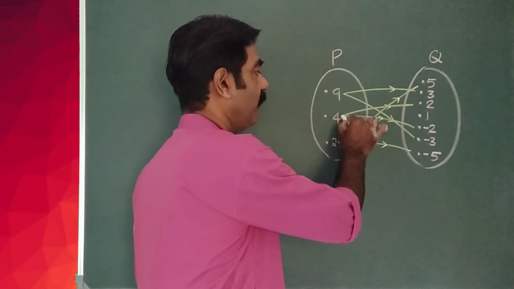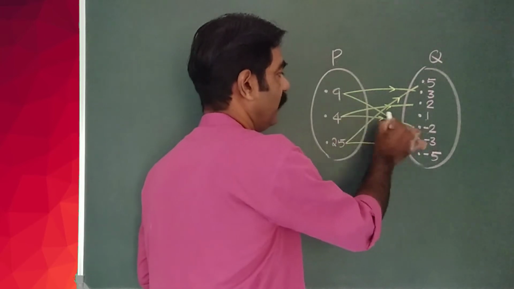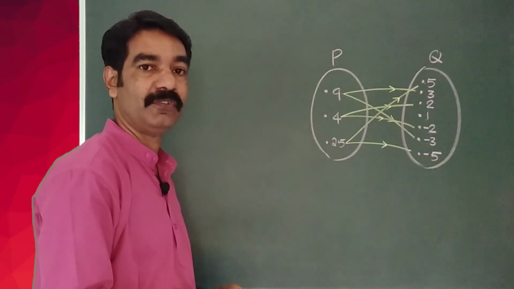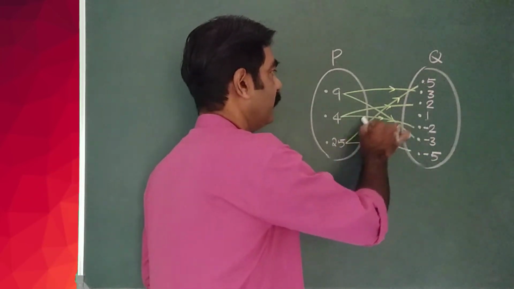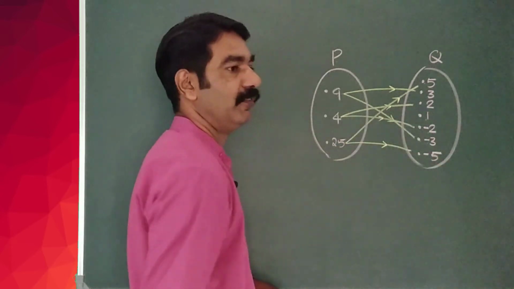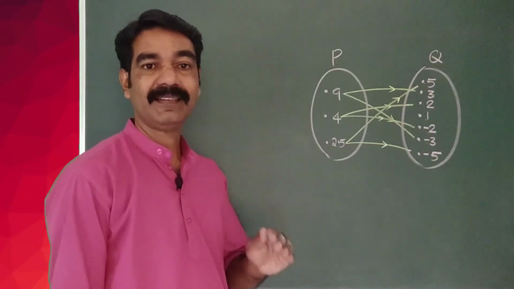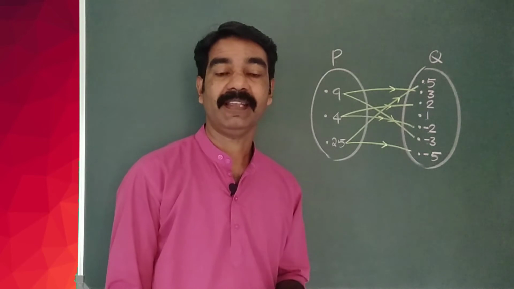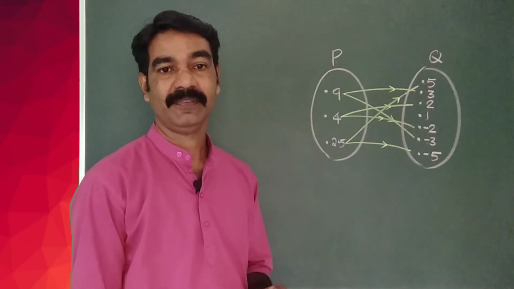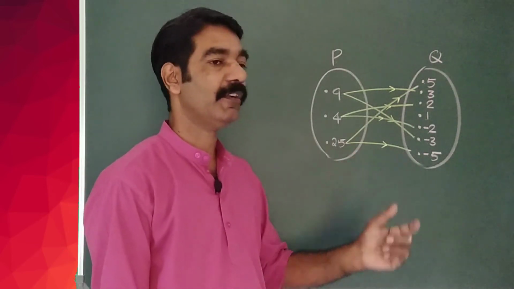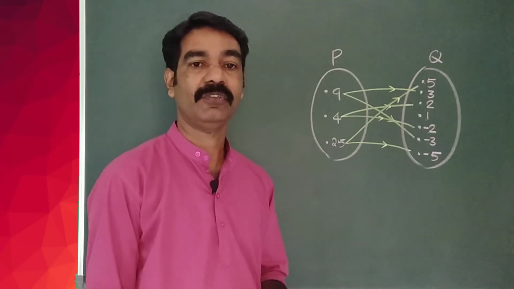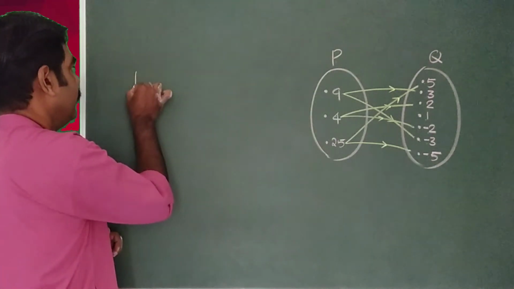And 4 is also connected to 2 and also -2. There are 2 images for 4 also. And 25 is connected to 5 and also -5. So this relation we have to write in set builder form. So for writing the set builder form, first we can write the roster form. Suppose R is a relation.